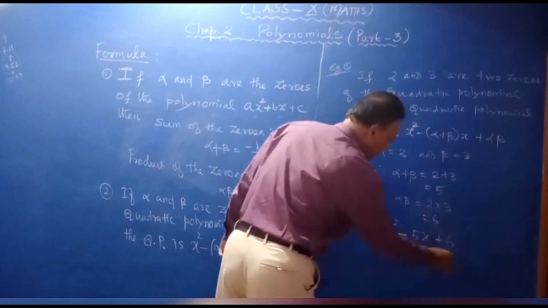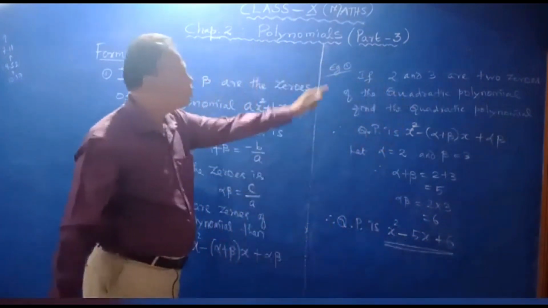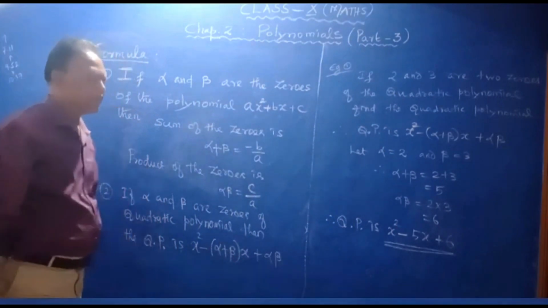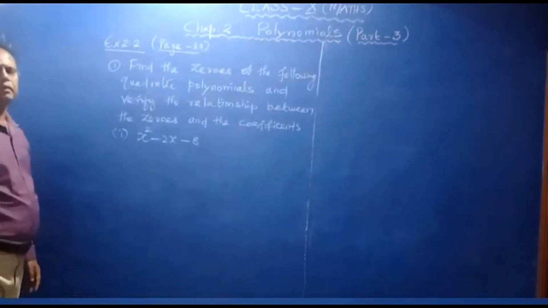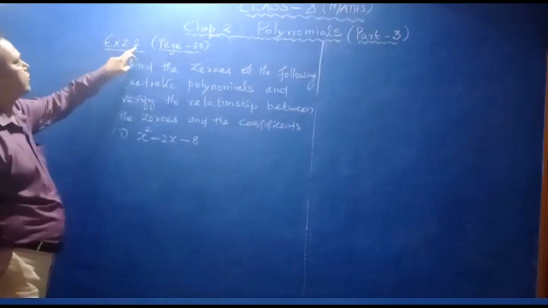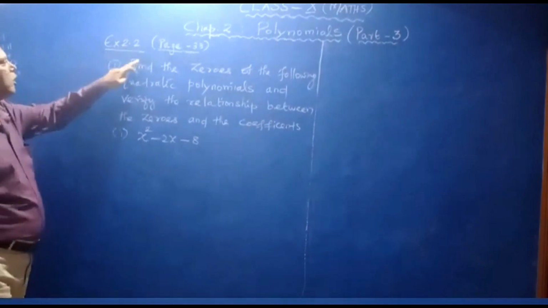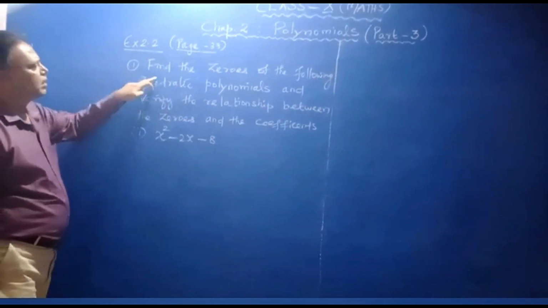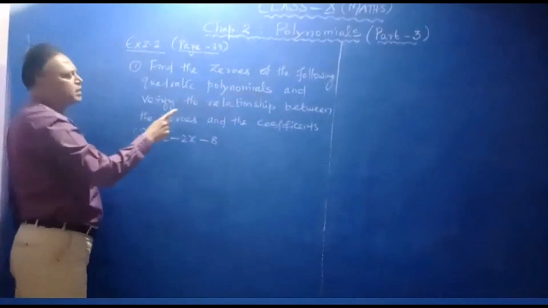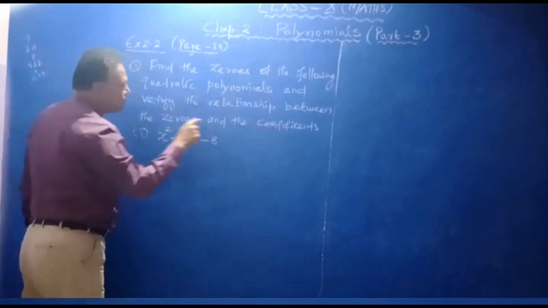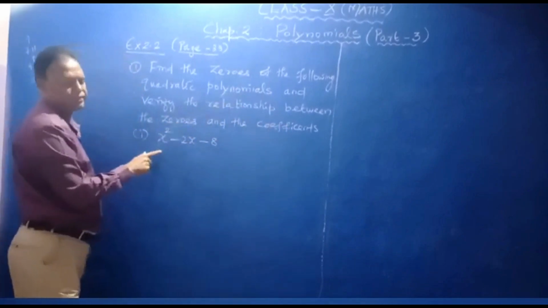So this is only required for the polynomial when two zeros are given. So easily we can find it out. Clear? Next we will see the exercise problems. Exercise 2.2. First problem. Find the zeros of the following quadratic polynomials and verify the relationship between zeros and coefficients.